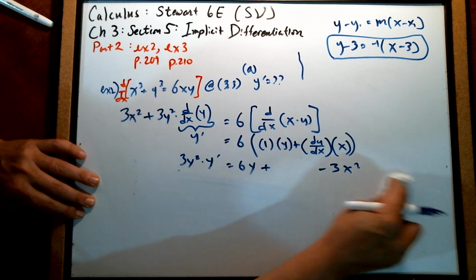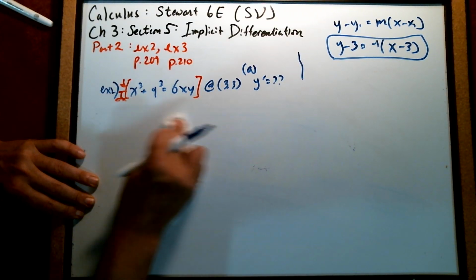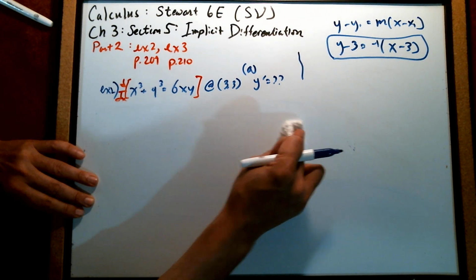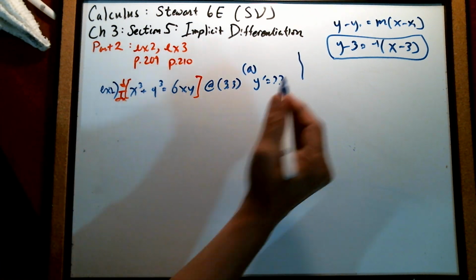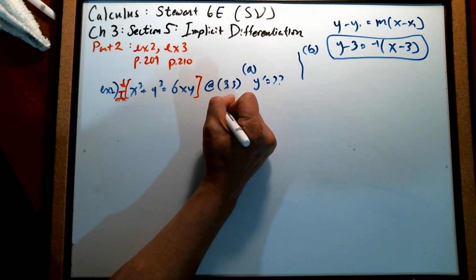So let's go to the second portion. The second portion is, find the tangent line. Oh, that was part A. Actually, that was part B. So this is part B. This is part A, which I believe I erased earlier.